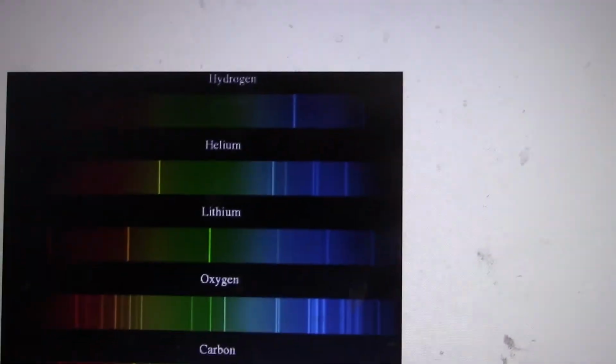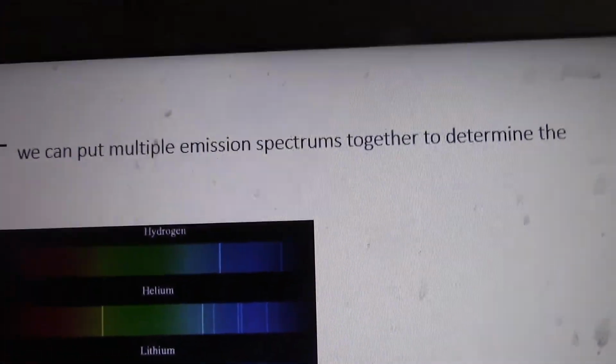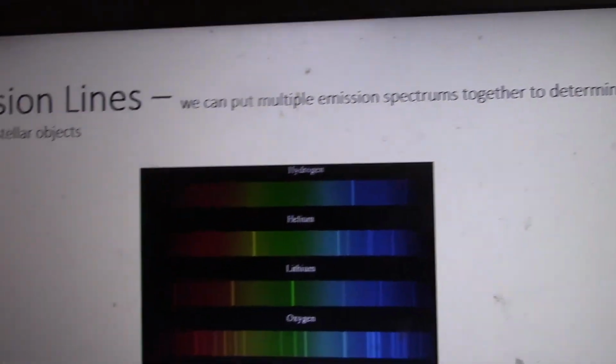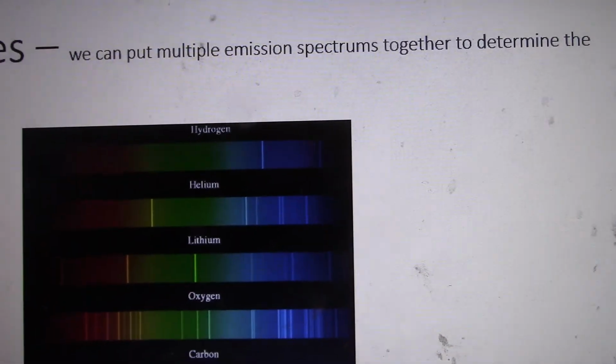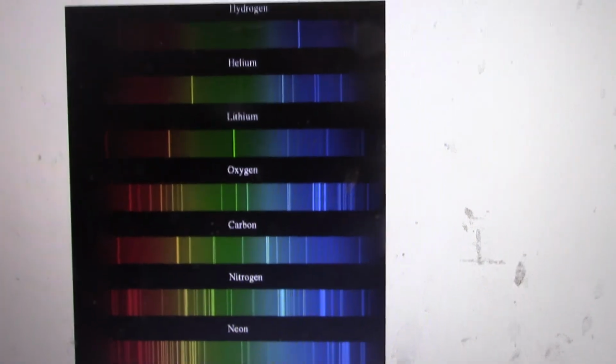So here are emission lines for different elements. You can put multiple spectrums together to determine the contents of stars. Hydrogen, helium, lithium, oxygen, carbon, nitrogen, neon. So you can see these different things.